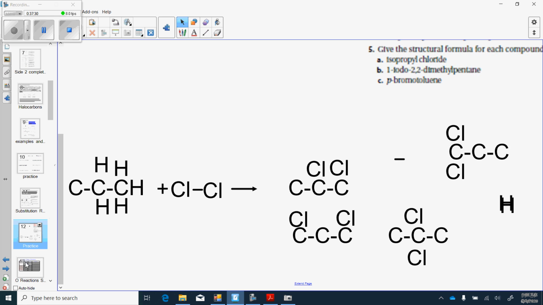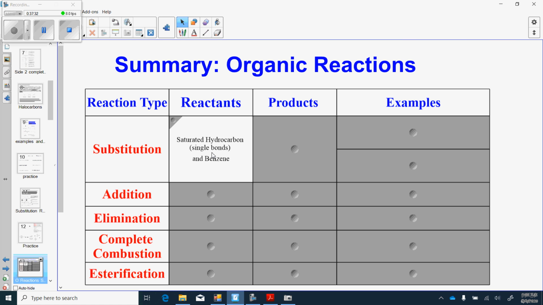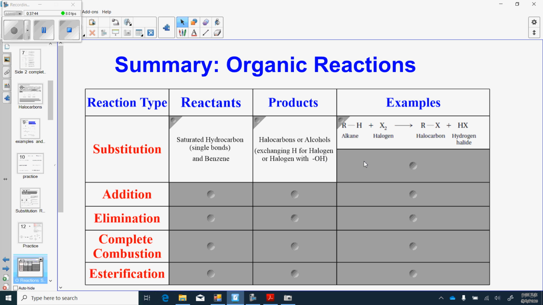I know I've gone a little too long, but I will show you. Here we talked about being a saturated hydrocarbon. Benzene also works here. You need single bonds. You can make halocarbons, or you can make alcohols depending on what you're substituting. And here are 2 examples. So we'll continue to come back to this chart and fill it in as we go. Thanks for your attention. I'll see you soon.